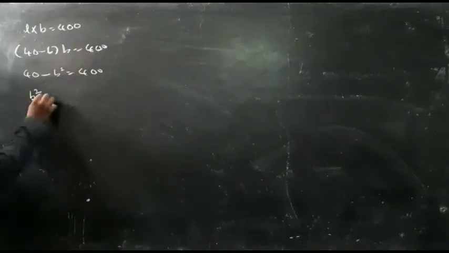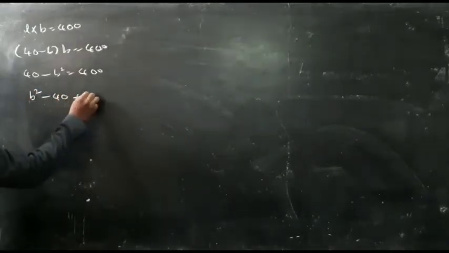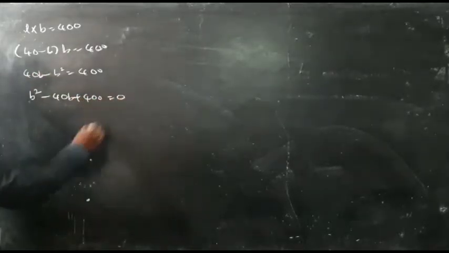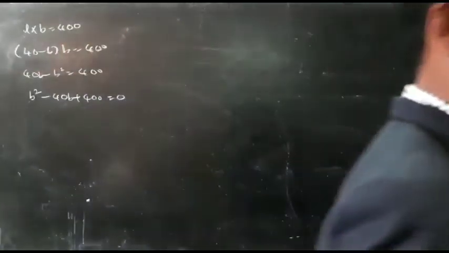So I am sending it to that side. b square minus 40b plus 400 is equal to 0. So what is the quadratic equation here? b square minus 40b plus 400 is equal to 0. To find the length and breadth, you have to find the roots of the given quadratic equation.